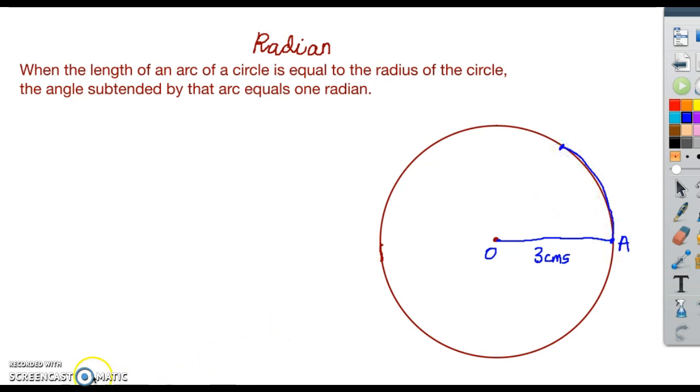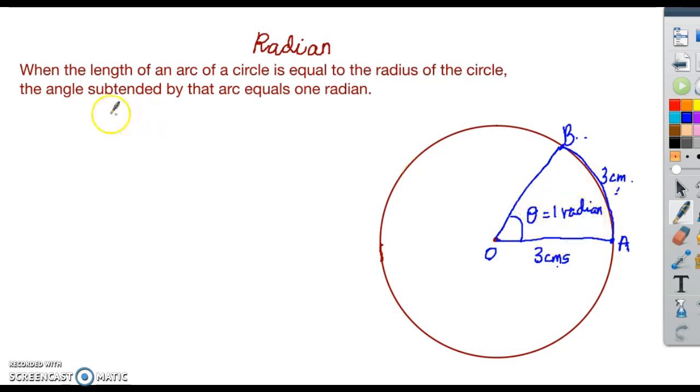If I get this arc as 3 centimeters, measure out this arc as also 3 centimeters, and I'm going to join this, then I'm going to call this point B. So arc AB and the radius OA are both equal. Then the angle that is made here, the central angle with the center, I'm going to denote it by the Greek letter theta. This is called 1 radian. 1 radian right there. As long as the radius and the arc length are equal, the angle that comes inside there is called 1 radian.